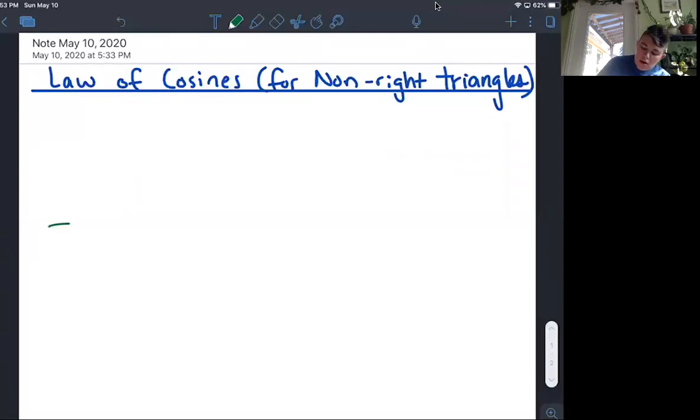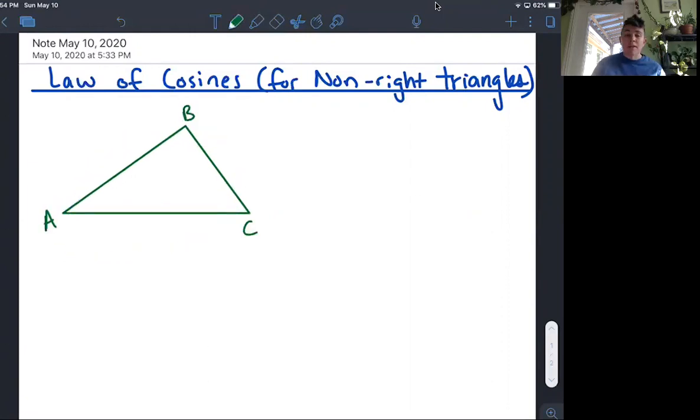So the law of cosines is when you have a non-right triangle right there, and we're going to use the same naming conventions that we use with law of sines. Our angles are represented by capital letters, and opposite of big A is little a, opposite of big B is little b, and opposite of big C is little c. So my side lengths are all lowercase letters. So here we are, the law of cosines.